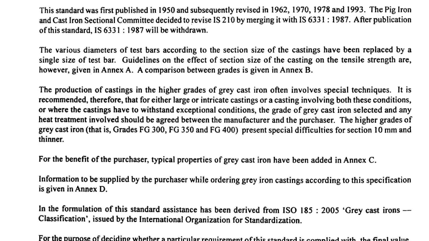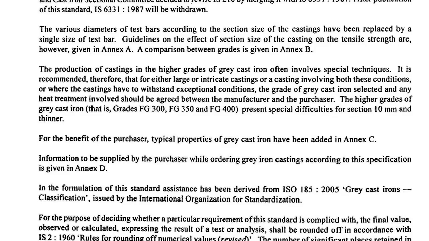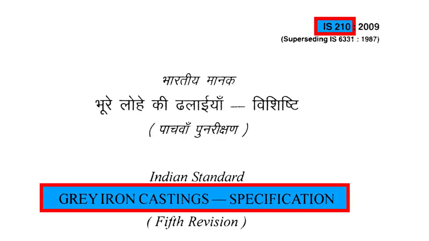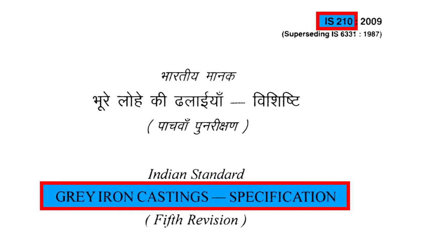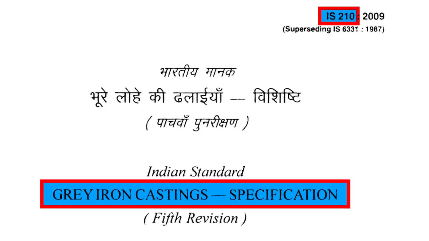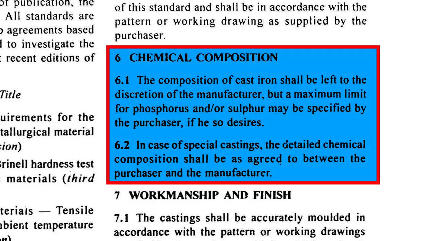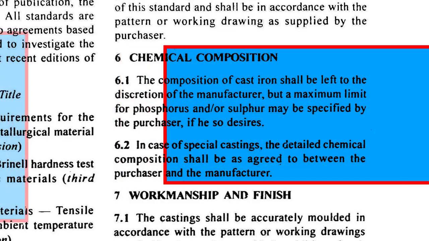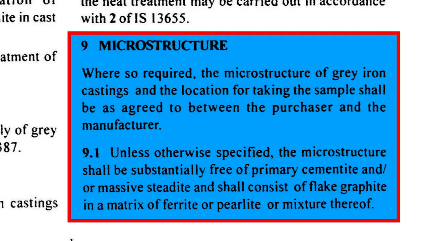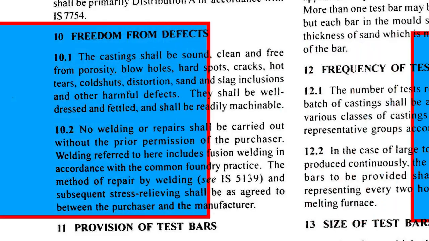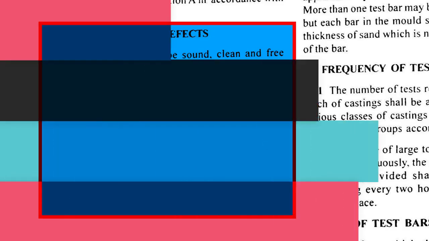And to make sure it's up to standard, we have something called IS 210, an Indian standard that checks if grey cast iron is just right for the job. This standard ensures it has the right mix of elements, the correct microstructure, the needed strength, and is free from porosity.